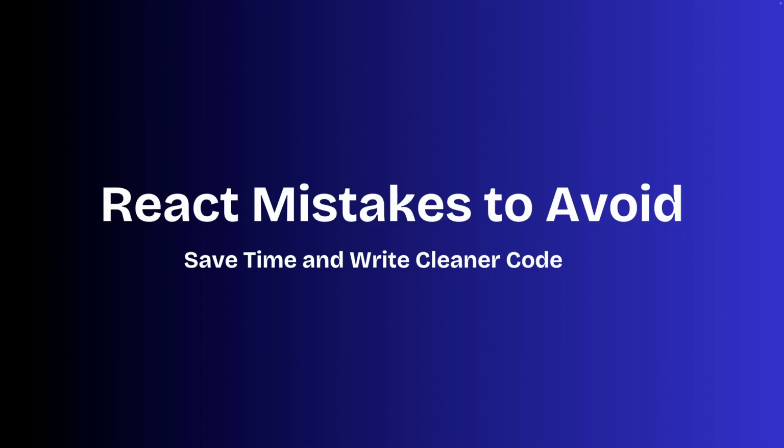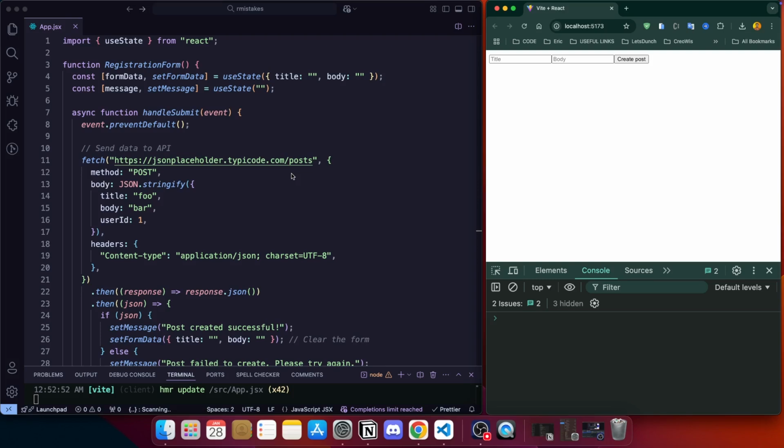Let's get started. Today, we are going to talk about a super common mistake that almost every React developer makes at some point. It's about state updates and why they don't always behave the way you expect. Have you ever submitted a form in React, tried to clear the input fields or show a success message, and thought, why is this not working? Well, you're not alone. In this video, I'll explain why this happens, how to fix it, and give you a real-world example that you will definitely relate to.